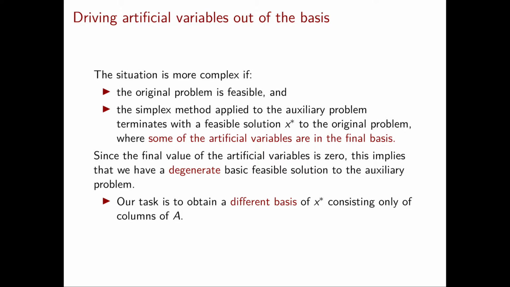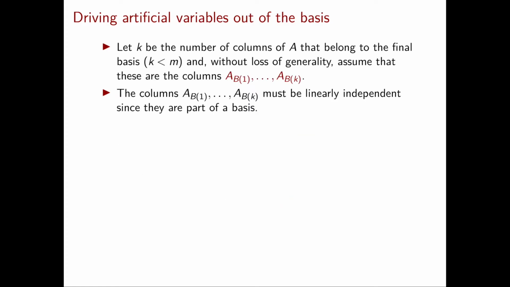And this is because in the optimal solution, all the y variables are equal to 0, and at least one of them is in the basis. We will see that in this case we will be able to obtain a different basis of the same solution x star that consists only of columns of A. So how can we do that?